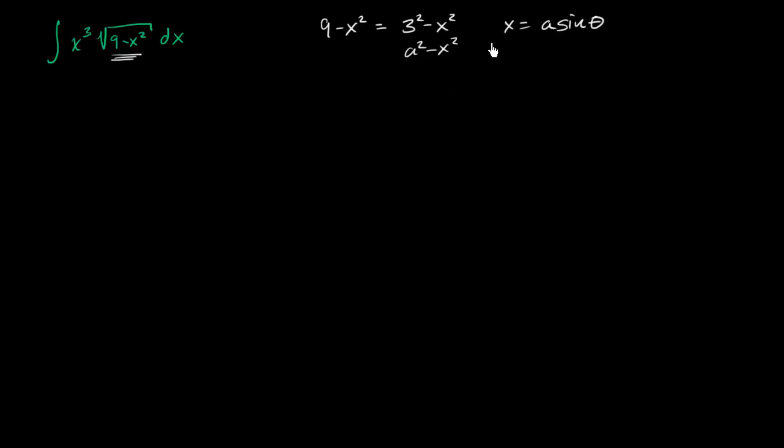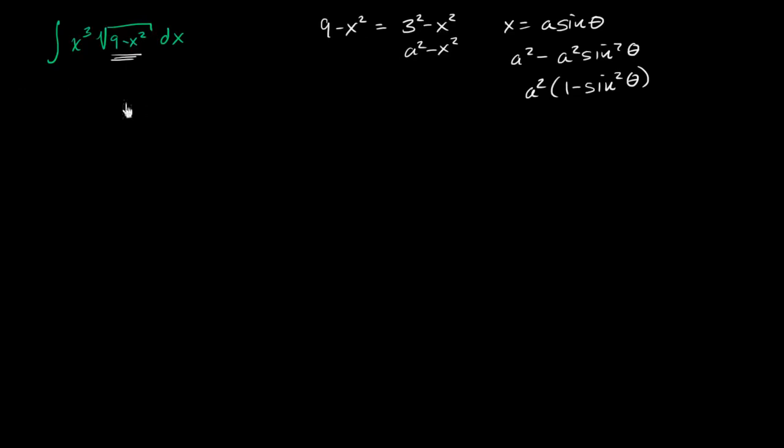Well, then a squared minus x squared would become a squared minus a squared sine squared theta, which is the same thing as a squared times 1 minus sine squared theta. And I think you see where this is going. This is a squared times cosine squared of theta, which might be a useful simplification. So let's do it over here. In this case, our a is 3.